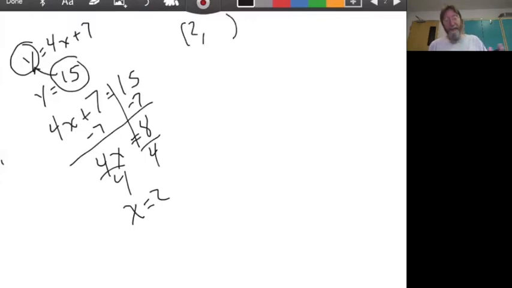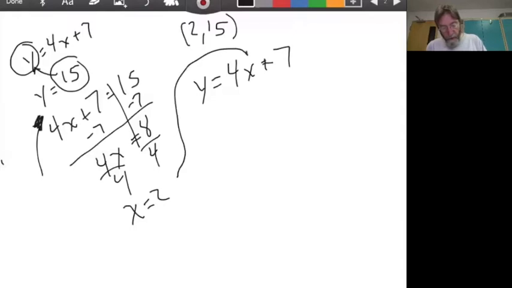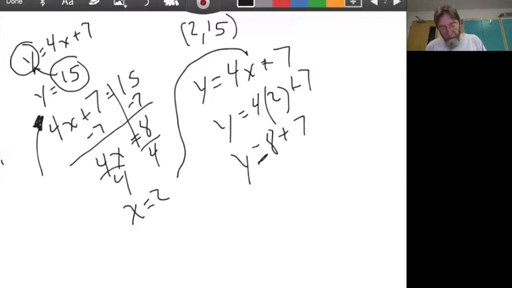Now, this one's kind of simple because we need to still figure out what our y value is. Well, it tells us right here, y is 15. So we know y is 15. But we could check it too, because if we took that other equation, y equals 4x plus 7, and we plug the x in here, y is equal to 4 times 2 plus 7, which is just y is equal to 8 plus 7, which means that y is equal to 15.